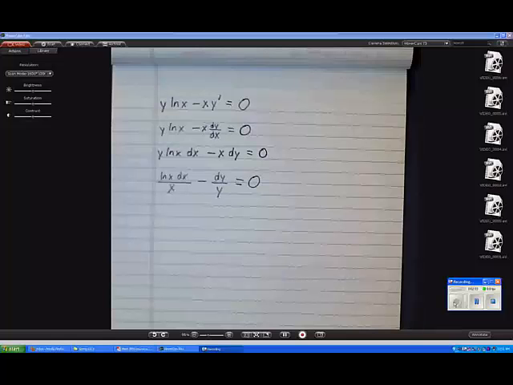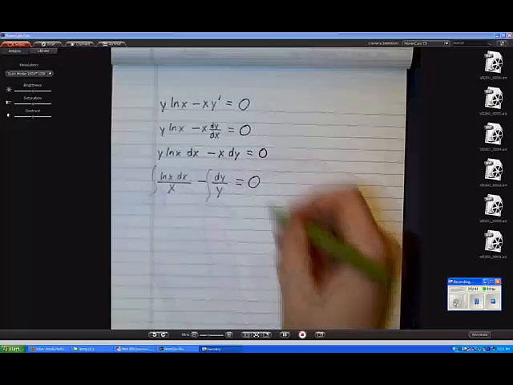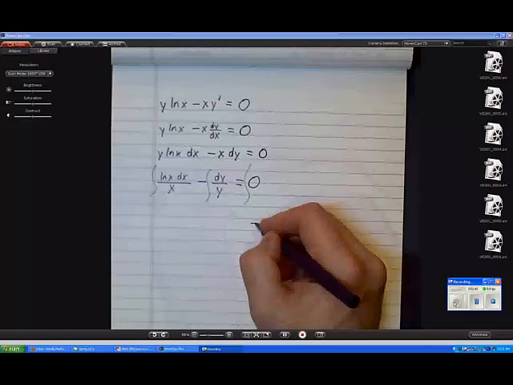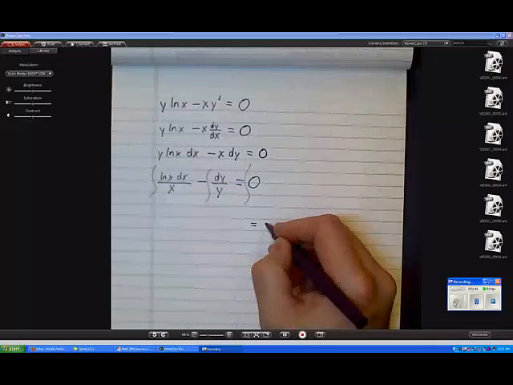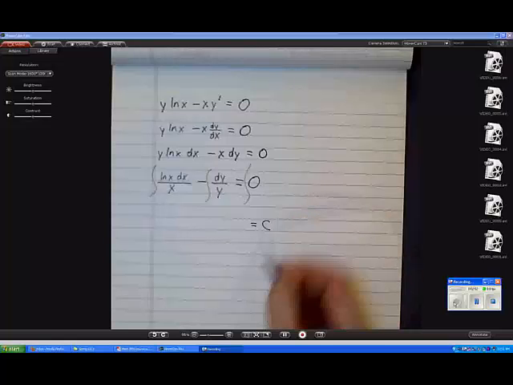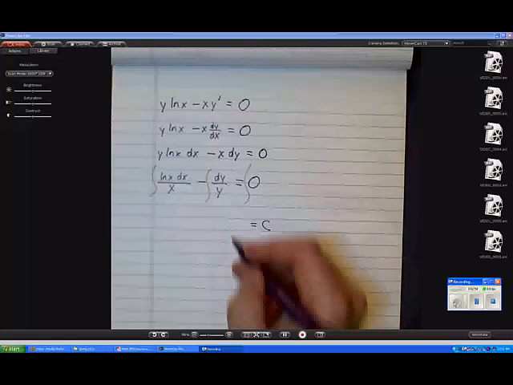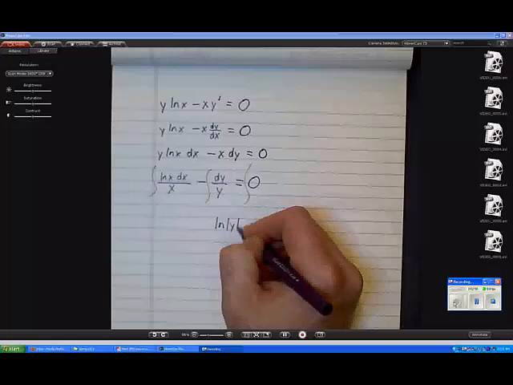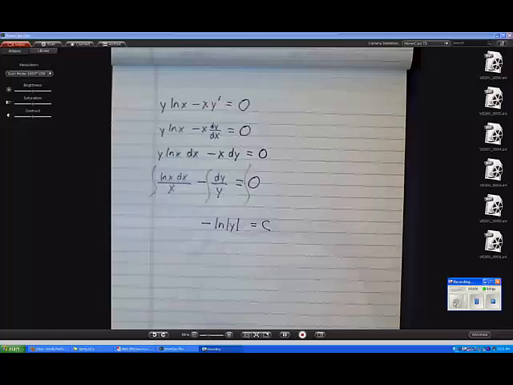Is this okay? Now what am I going to do? I'm going to be integrating. I'll make a deal with you guys. I'll do the y's, you do the x's. And I'll even do this. The integral is 0. I'm going to put a c here. And then when I integrate dy over y, I think I get, I've seen this one before, natural log of y. Okay, it's that first one, huh? You see it?